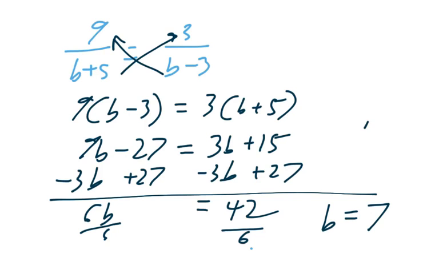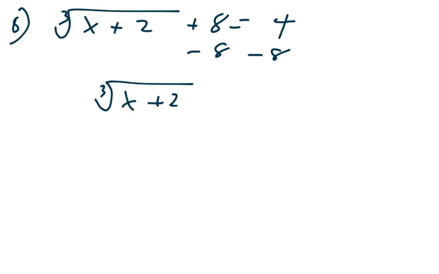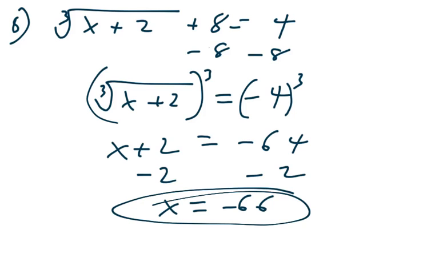Now when I go back and look, 7 is okay in both of these denominators. For problem number 8, I'm going to start out by subtracting not 4 but 8 on both sides. So I got the cubed root of x plus 2 equals negative 4. To get rid of a cubed root, I'm going to cube both sides. So negative 64 equals x plus 2. Subtract 2 on both sides, and x is equal to negative 66.